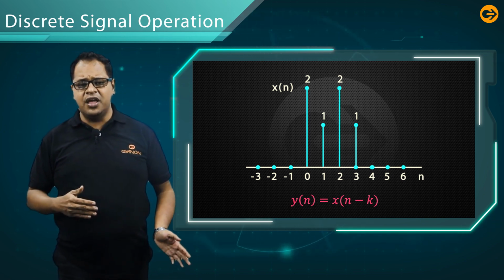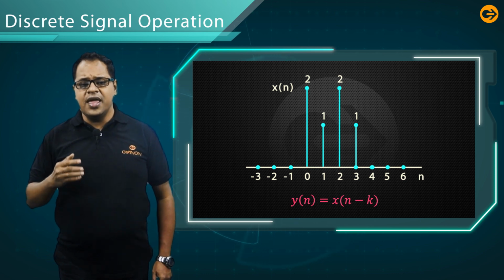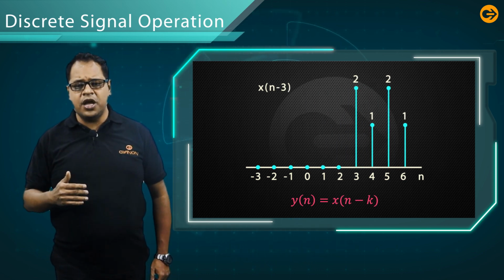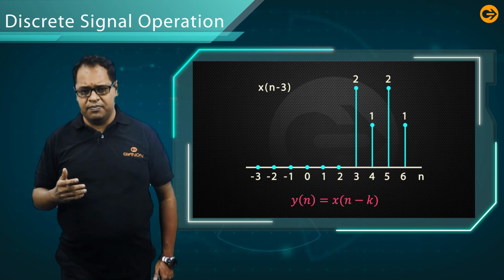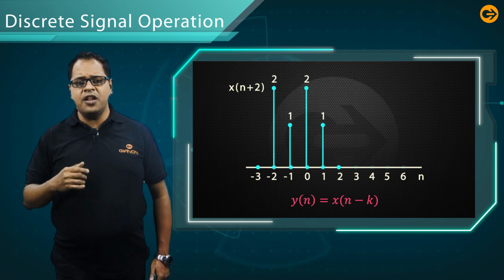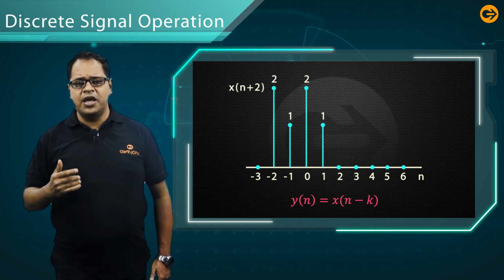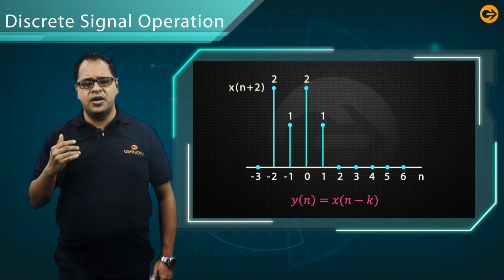A signal x[n] is shown in the figure. The signal x[n - 3] is obtained by shifting x[n] right by 3 units of time. Also, the signal x[n + 2] is obtained by shifting x[n] left by 2 units of time.